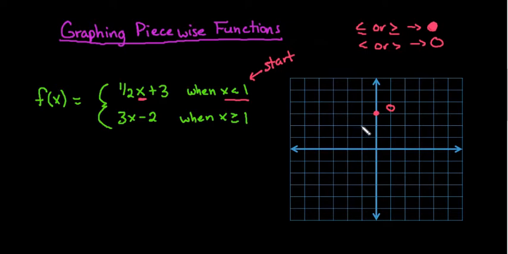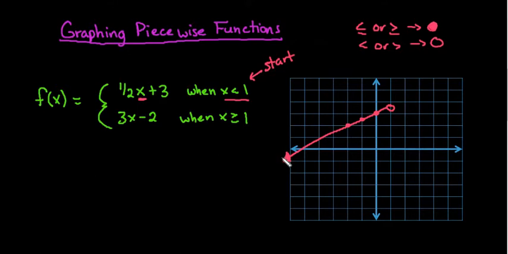I could plug in -1 if I wanted to. -1 times 1/2 would give me -1/2 plus 3 would put me at 2.5. Okay, or I could plug in -2. -2 times 1/2 gives me -1 plus 3 is 2. Okay, so when I plug in -2, I'm at 2. And I could continue forever and ever in that manner. So basically my slope is just going to continue to go this direction forever and ever.